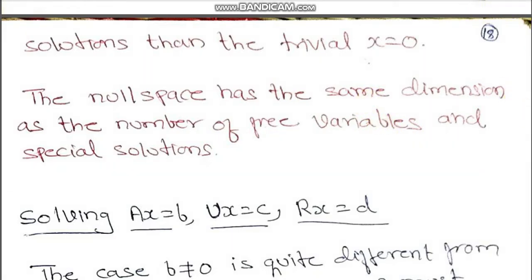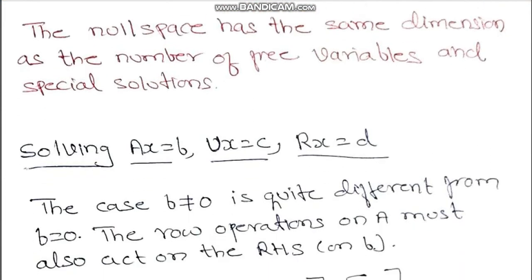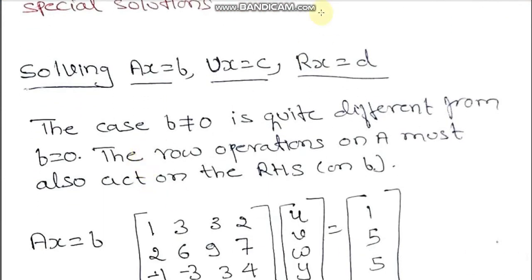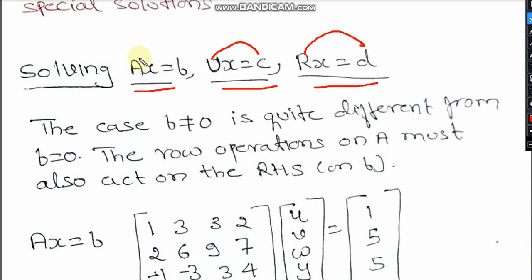So that we saw in the previous lecture. For solving Ax equals b, or Ux equals c, or Rx equals d, x remains the same, but b keeps changing when you make a row operation. When you make a row operation on A and b, they change to U and c, and then to R and d.